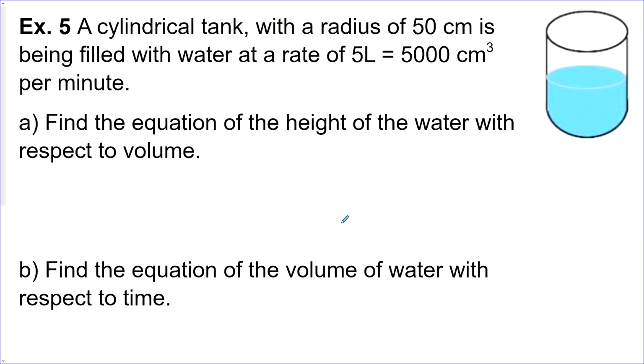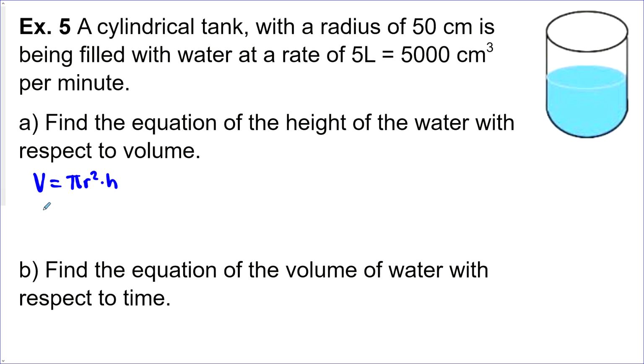Example 5. A cylindrical tank is being filled up with water. It's got a radius of 50 centimeters and it's being filled up at a rate of 5 liters per minute, or 5,000 cubic centimeters per minute. Find the equation of the height of the water with respect to volume. Now normally when we're finding the volume of a cylinder, it's area of the base, pi r squared, times height. And we want it the other way around. We want the equation height with respect to volume.